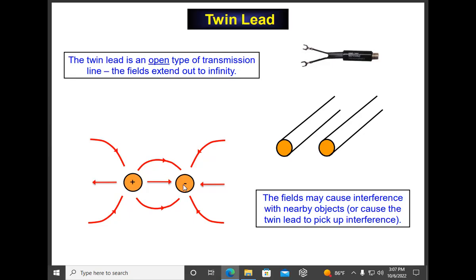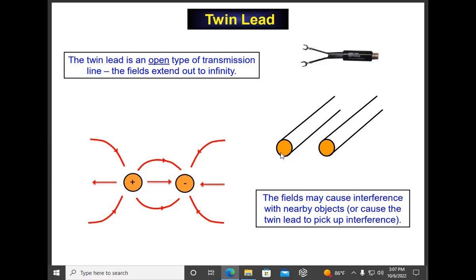But that depends on the spacing between them, right? It's almost like a dipole effect. The closer you make these two wires together, the more rapidly the field is going to decay. But from a theoretical point of view, it goes out to infinity. The field extends out to infinity. Even though it's getting weaker and weaker, it really goes out to infinity.